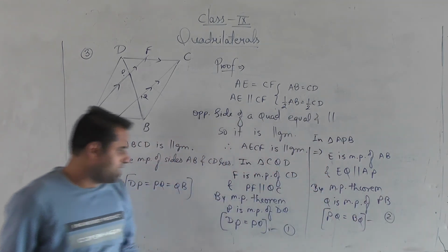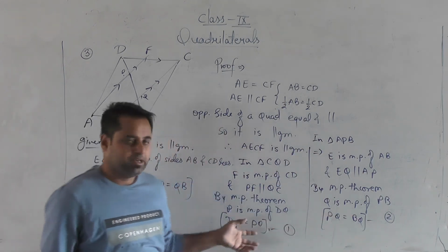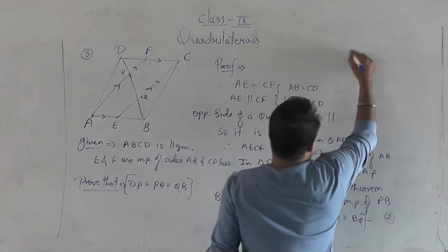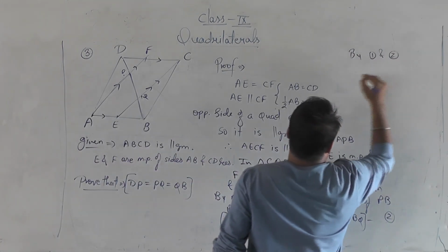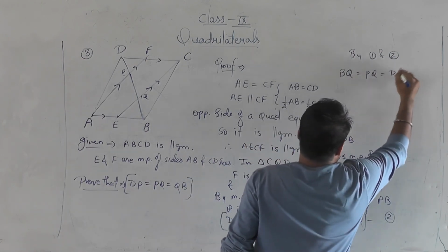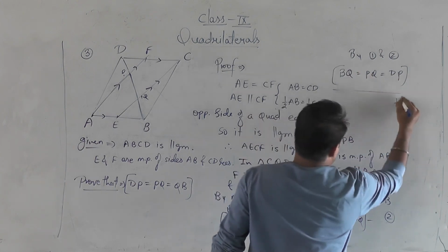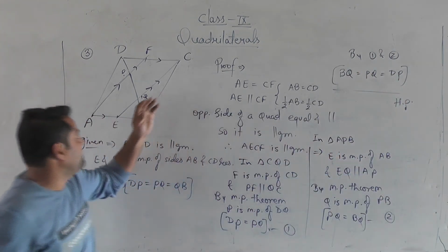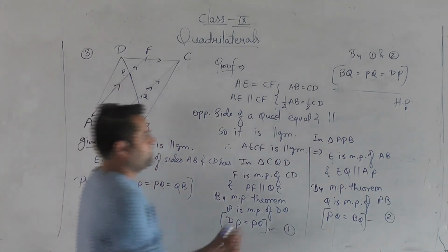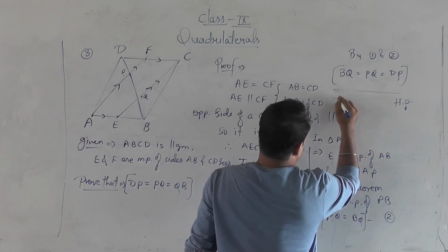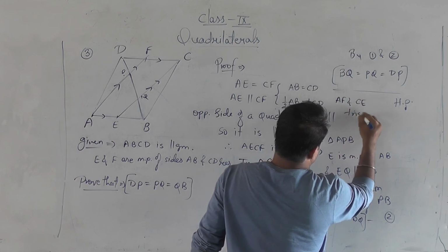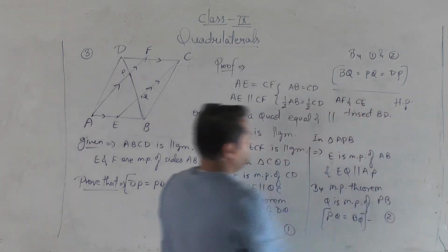Now you can see result 1 and result 2. Dost ka dost dost hota hai. So DP, PQ and QB are all equal. So by 1 and 2 we can say that BQ, PQ and DP are equal to each other. And that proves that AF and CE trisect the diagonal BD. So here you should write, they conclude that AF and CE trisect BD. This is the proof.